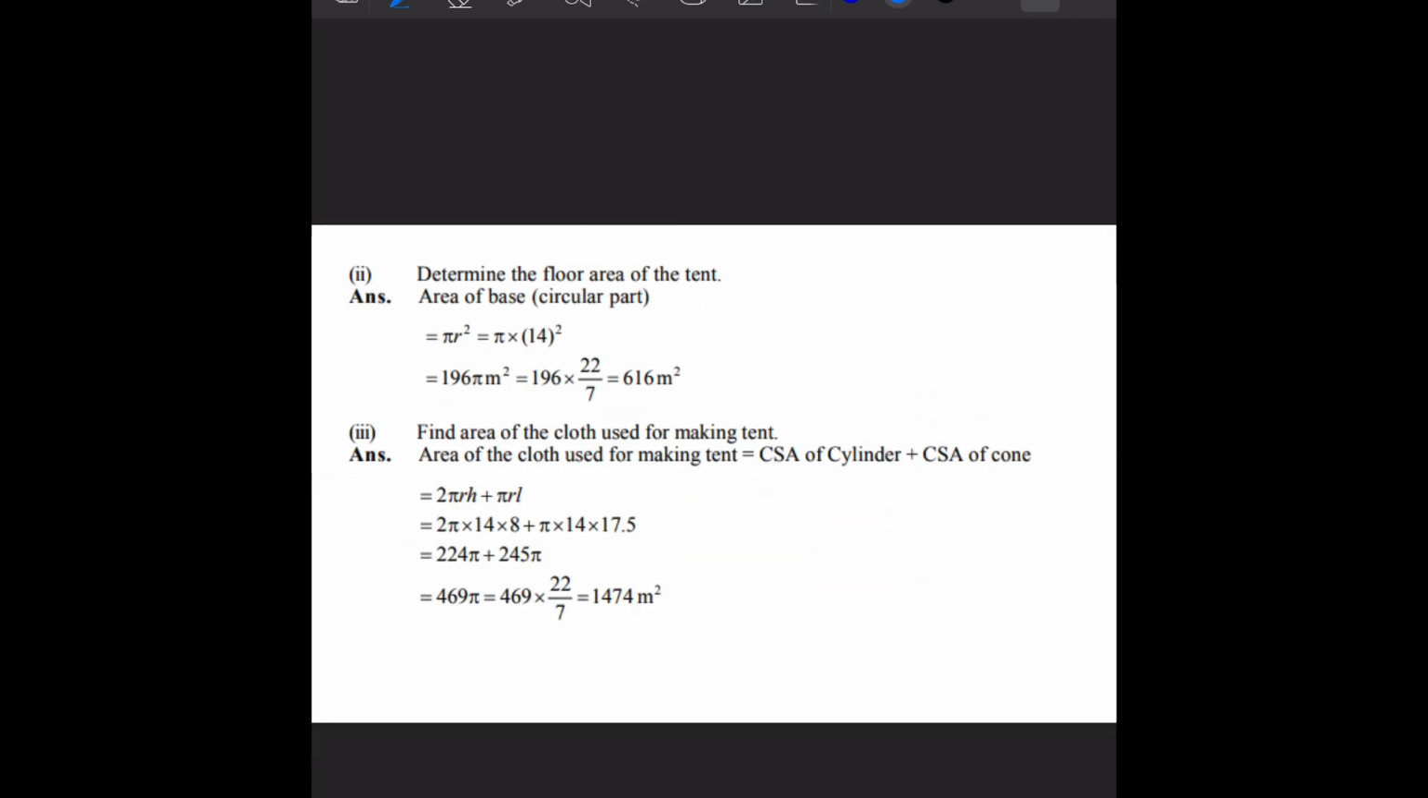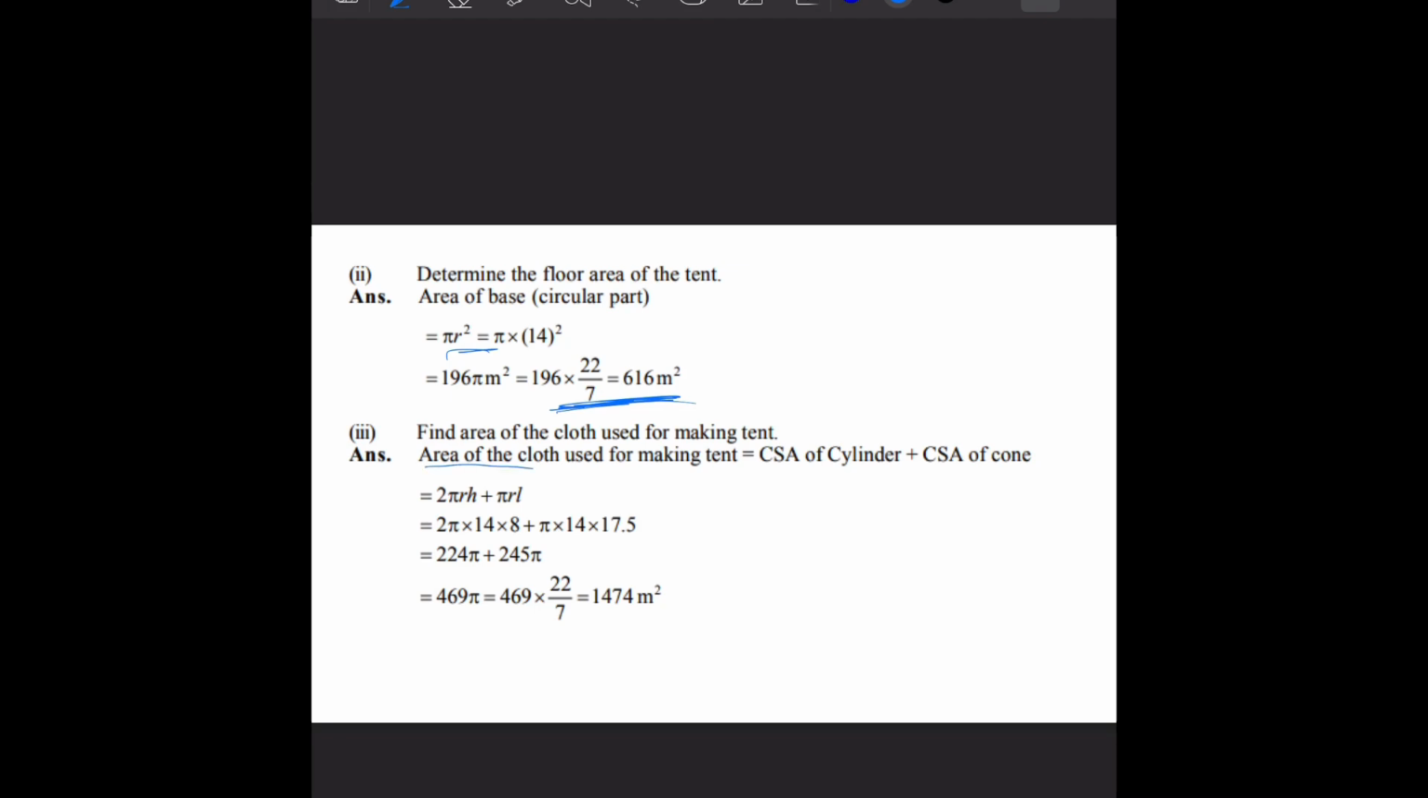Determine the floor area of the tent. What is the floor area? Circular. What is the area of the base? Pi r square. Put the value of pi, that is 22 by 7, into r, which is 14 square. This is 616 meter square.